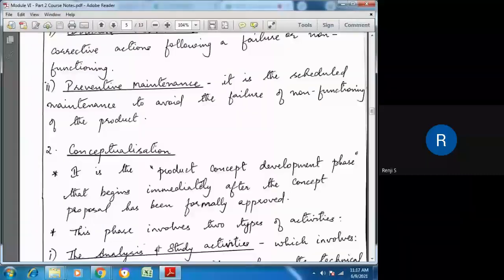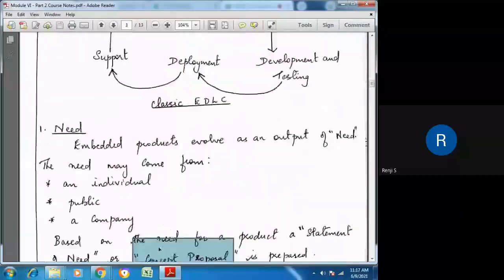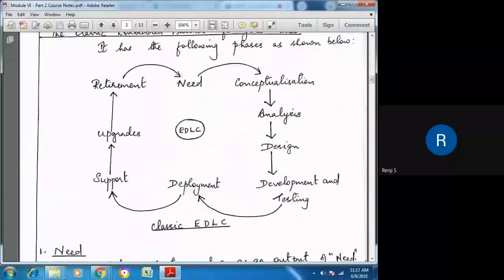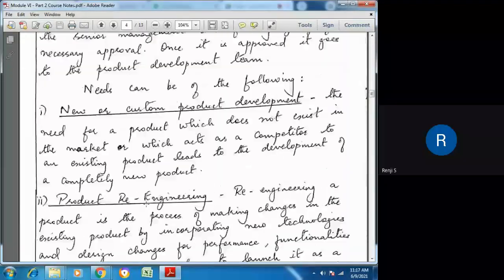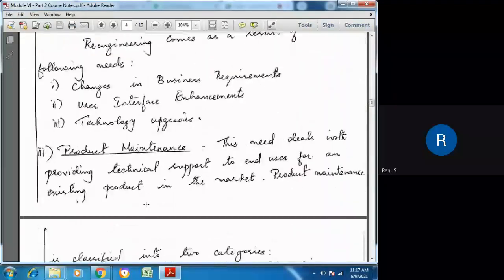Next is the second phase. After a need has been accepted by the senior management and the funding agency, they give this proposal, the statement of need or the concept proposal, to the development team. Now, the development team will carry out the next activities. So after the need, the next phase is conceptualization. What is done in conceptualization?